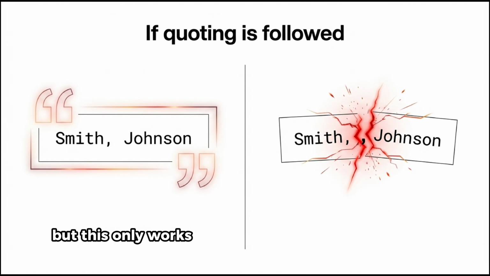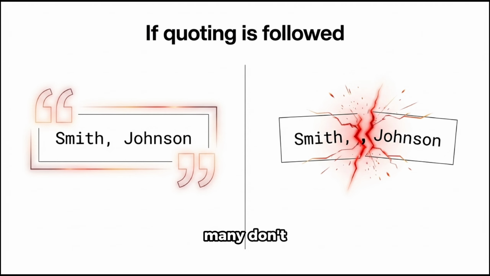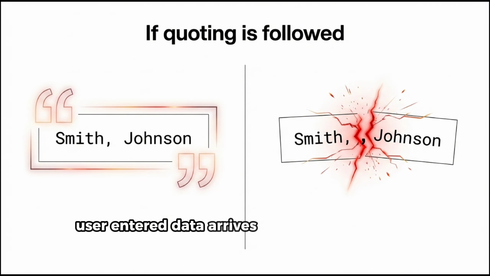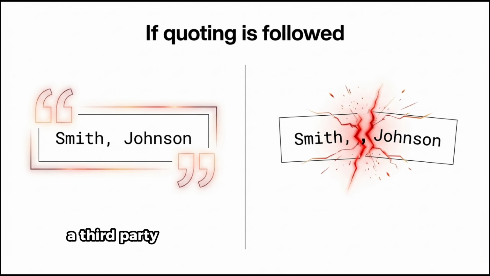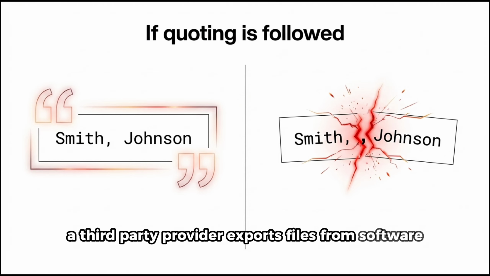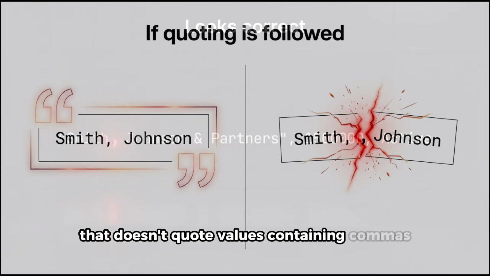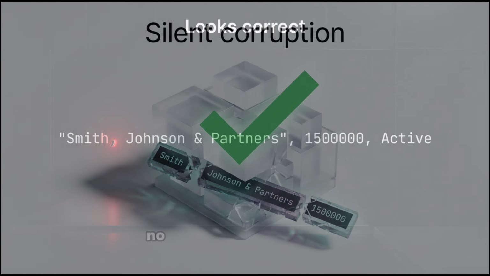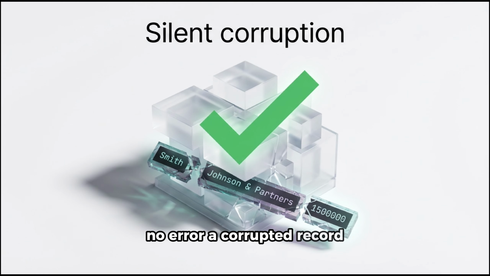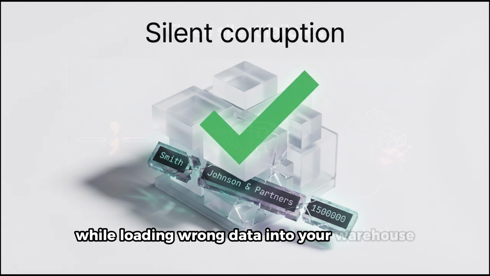But this only works if the system that created the file followed the convention. Many don't. User-entered data arrives after the format was decided. Legacy systems were never updated to handle quoting. A third-party provider exports files from software that doesn't quote values containing commas. The result is a file that looks correct in a text editor and breaks silently in a parser. No error. A corrupted record. A pipeline that reports success while loading wrong data into your warehouse.